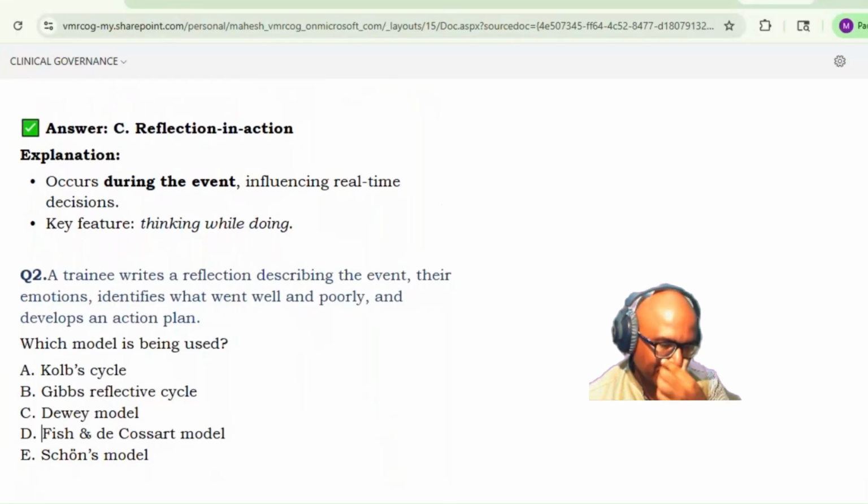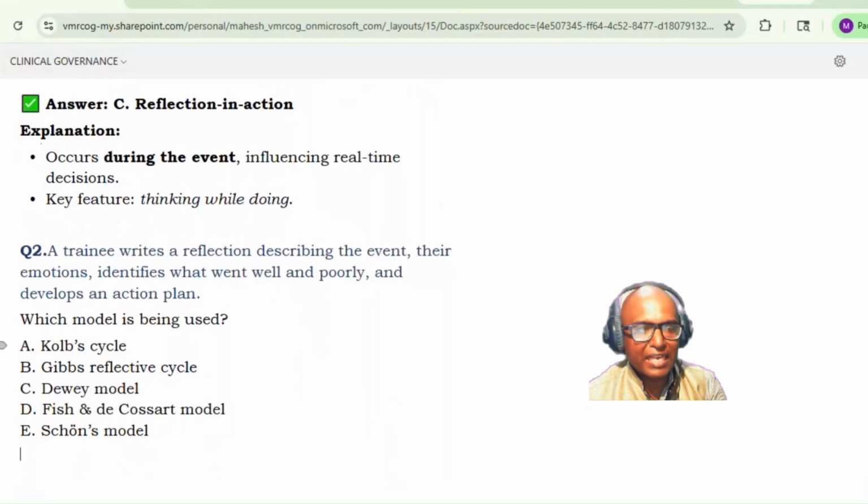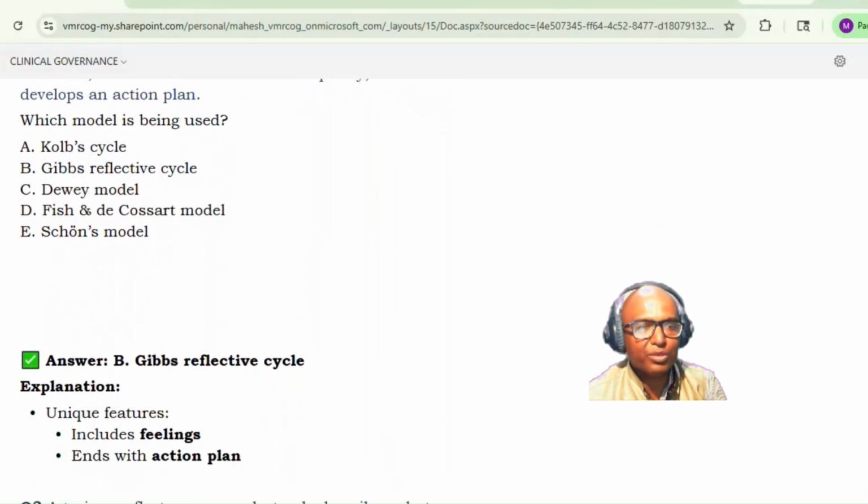Next. A trainee writes a reflection describing the event and their emotions, identifies what went well and poorly, and develops an action plan. Which model is being used? A, Kolb's cycle; B, Gibbs reflective cycle; C, Dewey model; D, Fisher model; E, Schwann's model. That is B, Gibbs reflective cycle, because the description specifically mentions the emotions. Unique features include the feelings, and it ends with the action plan.